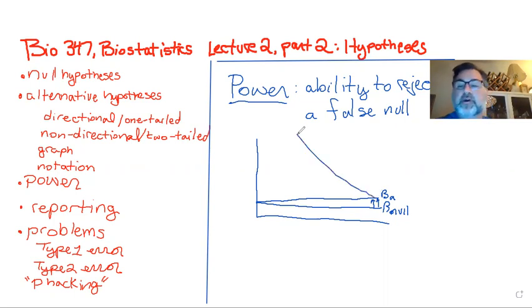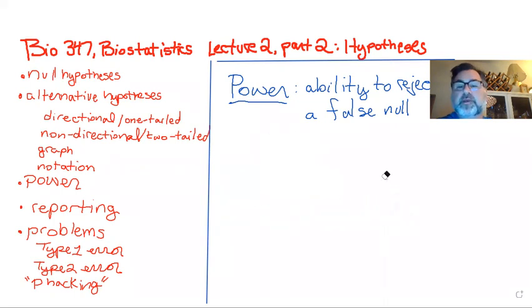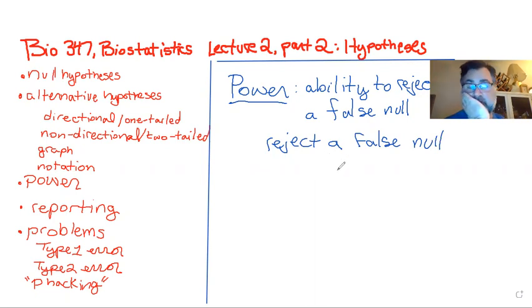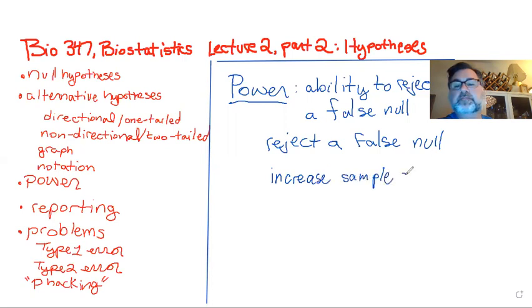All right. So, how do we increase power, right? So what we want to do is reject a false null, right? Let's talk about the three things that go into sample size. So that means getting a P that's small enough that you reject the null if it indeed is false. Things you can do. Increase sample size. We can reduce variability.